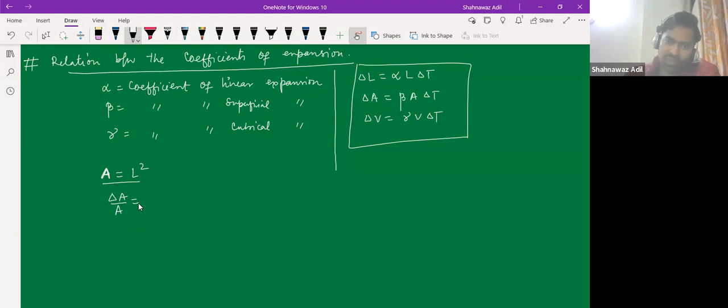Yes, what would be that? You guys have done the error. Delta L2 minus L1 whole square by L square. So this is directly delta L by L squared. This comes in here, right?